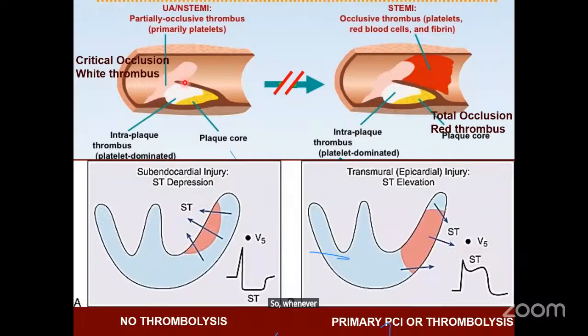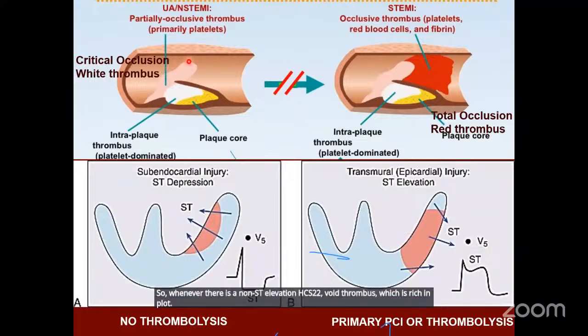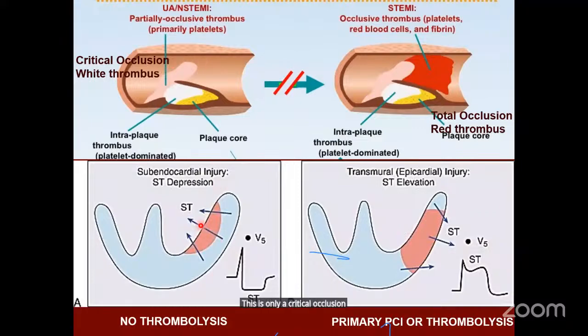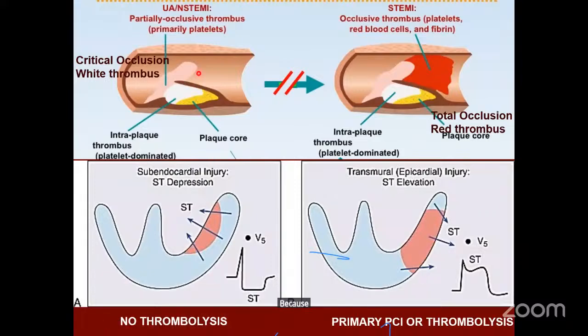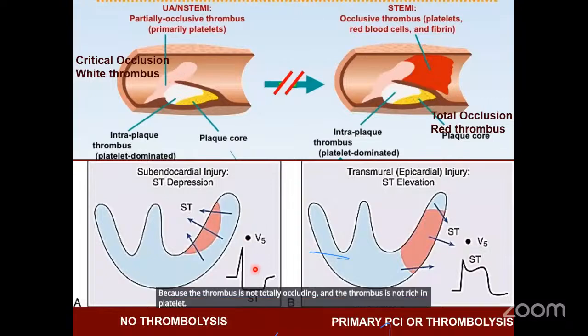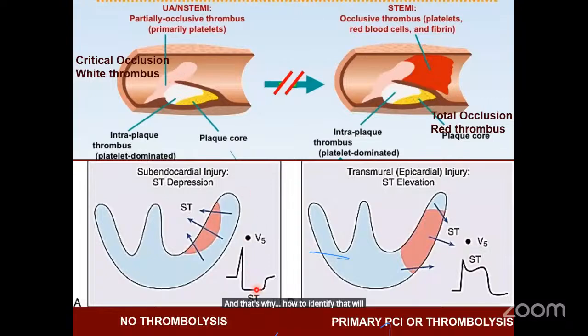So whenever there is a non-ST elevation ACS due to a white thrombus which is rich in platelets, which is only a critical occlusion, there is a predominantly subendocardial injury. So the patient will come with acute chest pain with ST segment depression. Whenever the patient comes with acute chest pain with ST segment depression, it means non-ST elevation ACS due to critical occlusion and a thrombus which is rich in platelets. And here you will never thrombolyse these patients because the thrombus is not totally occluding. That's how to identify it: the ST segment depression.